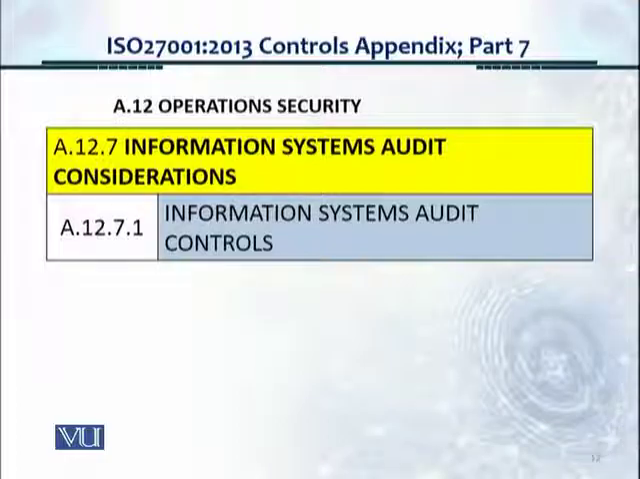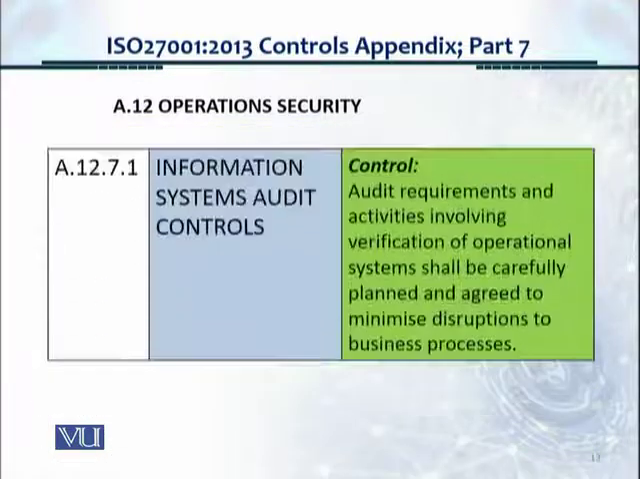And we have the seventh control objective, information systems audit controls. And audit actually needs to be organized properly. And audit requirements and activities involving verification of operational systems shall be carefully planned and agreed to minimize disruptions to business processes. So whenever there is an audit required of a system, we don't want it to actually bring down the network or bring down the application or the system.